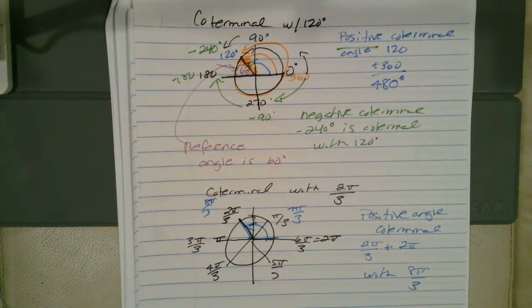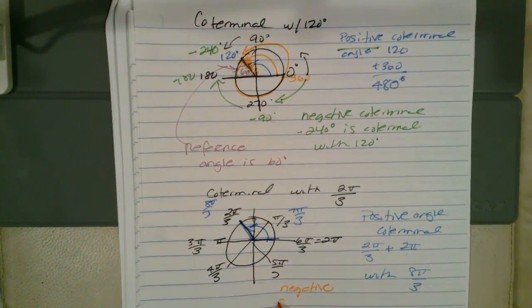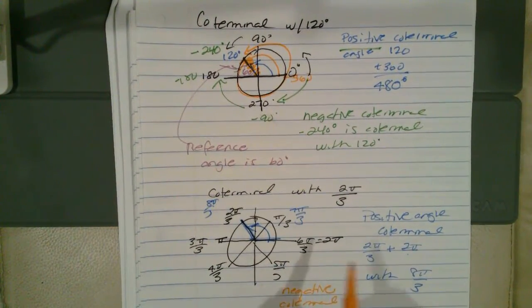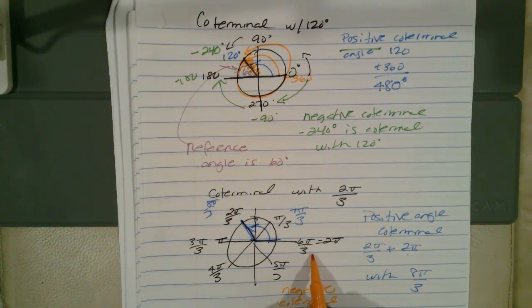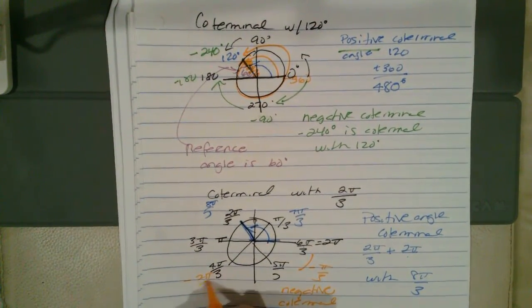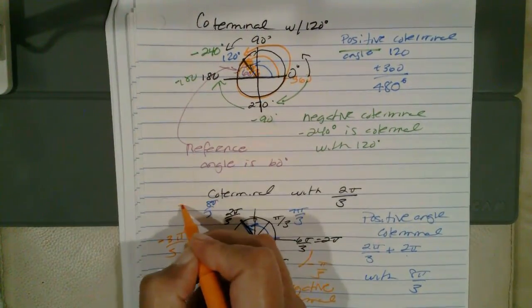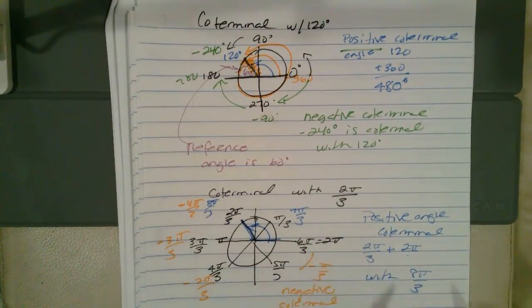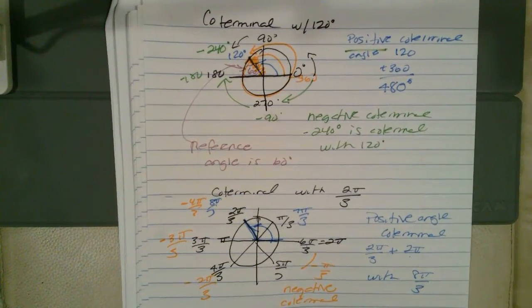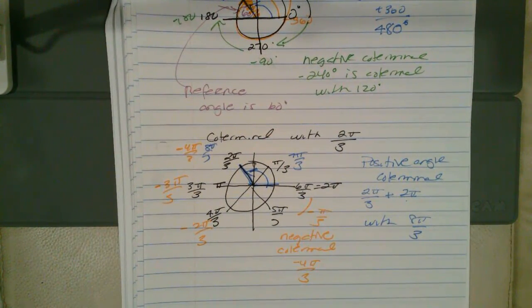You could also measure in the negative direction. If I'm looking for a negative angle coterminal with 2 pi over 3, instead of measuring up, you would just measure down. So this will be negative 1 pi over 3, negative 2 pi over 3, negative 3 pi over 3, negative 4 pi over 3 puts you in the same position. So negative 4 pi over 3 is coterminal. Let me slide that up for you. Is coterminal with 2 pi over 3.